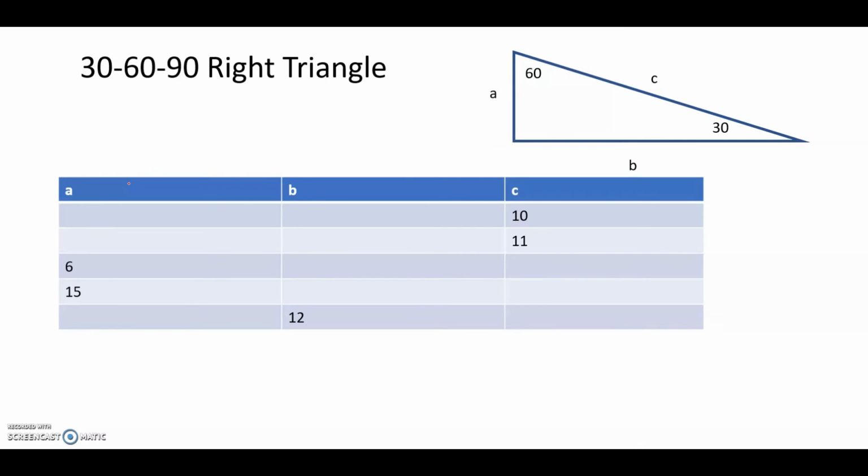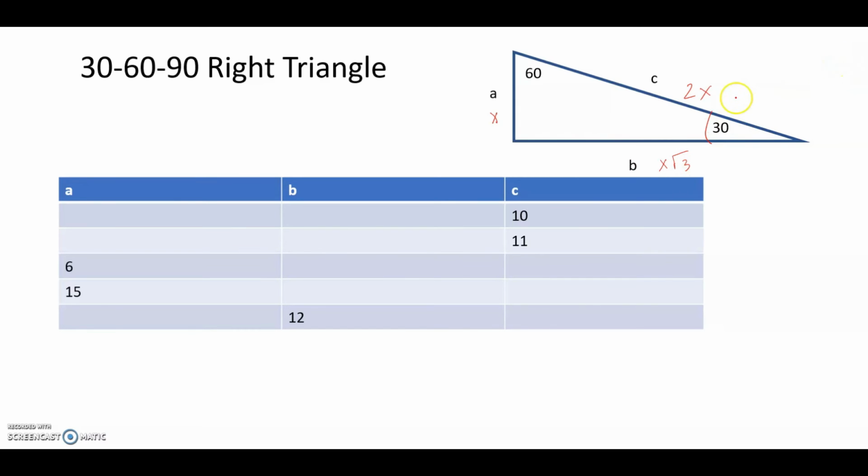Now let us have this table using the 30-60-90 right triangle in order to solve for the other sides of this right triangle. So again, we know that the opposite of 30 will be x. Before, this will be twice the product. Then this, b, will be x times square root of 3.